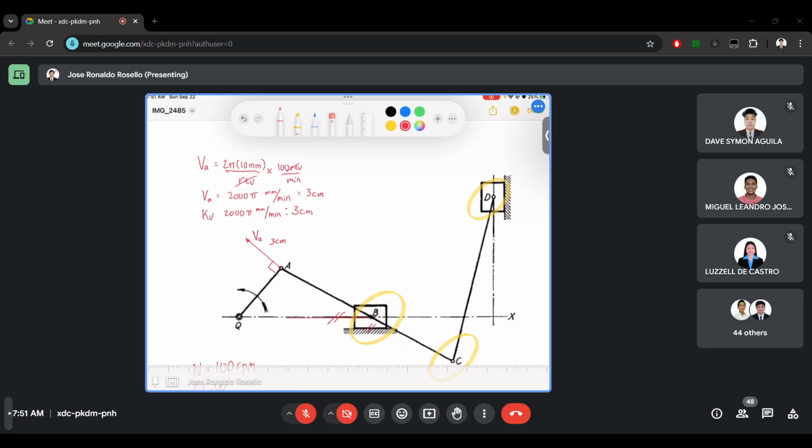We know that it is going to the left because the motion of our crank is counterclockwise. So that's what we know.